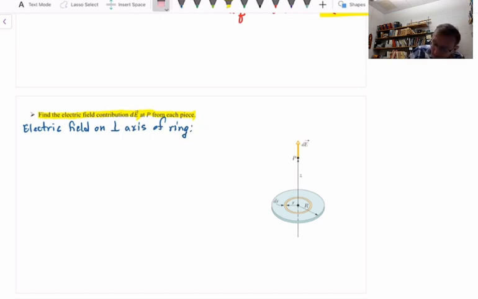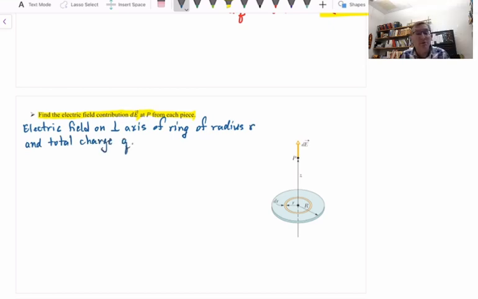Well, I'll say this, of radius little r and total charge big Q. I'm just going to use the result that we derived in the previous video lecture and used in the previous class. Right now I just want the magnitude of the electric field at point P, due to a ring.